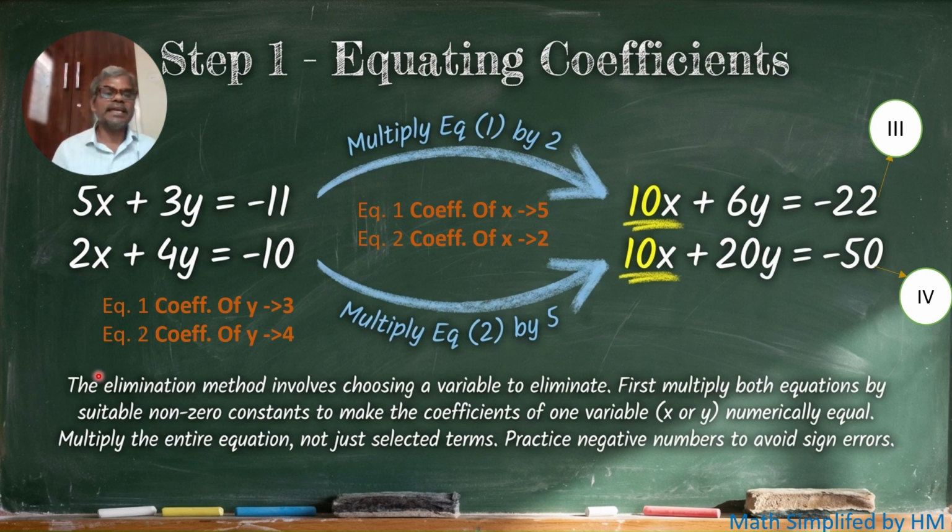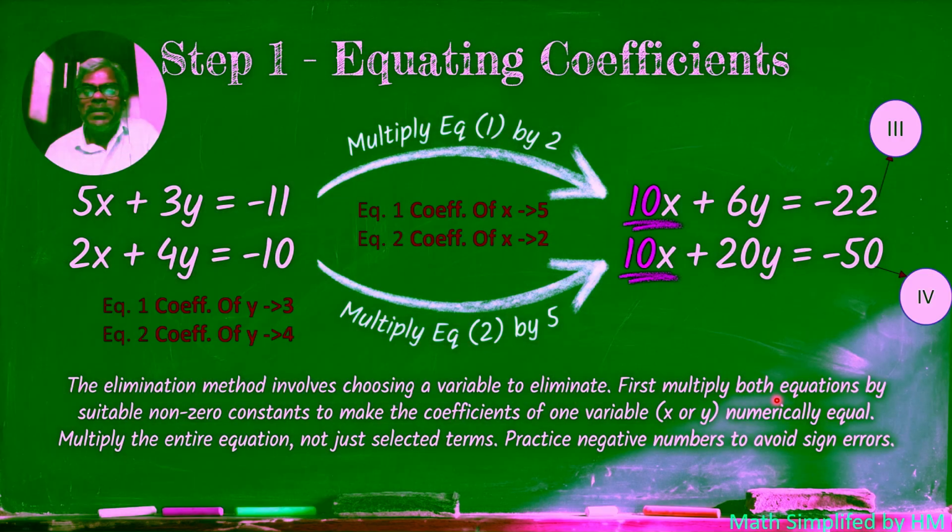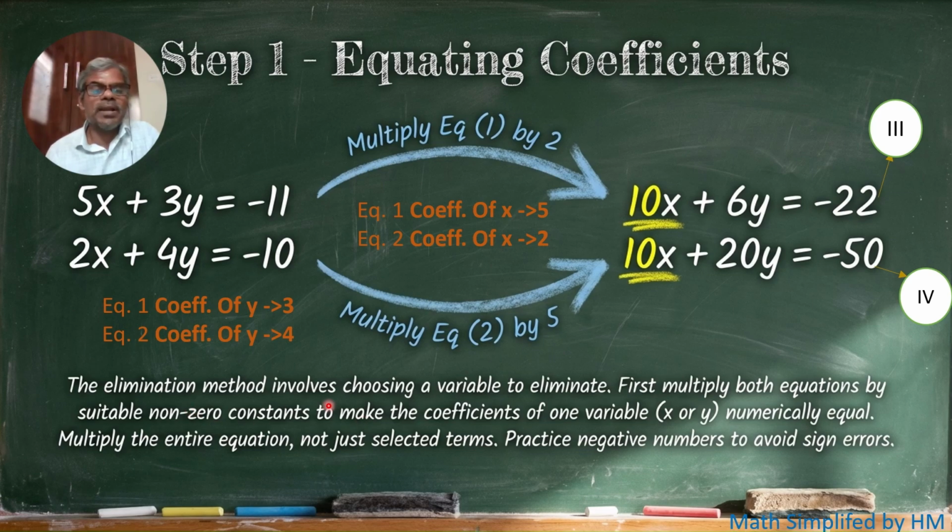Please note that the elimination method involves choosing a variable to eliminate. First, multiply both equations by suitable non-zero constants to make the coefficients of one variable numerically equal. Here we have chosen variable x and we have multiplied equation 1 by 2 and equation 2 by 5. Multiply the entire equation; we have multiplied each term of the equation by a suitable constant. Practice negative numbers to avoid sign errors.